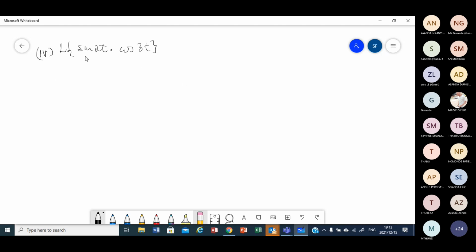Okay, right. Let's look at this one. If you look at this here, it is not in our table. So it means we must manipulate this until it fits what we have in our table.